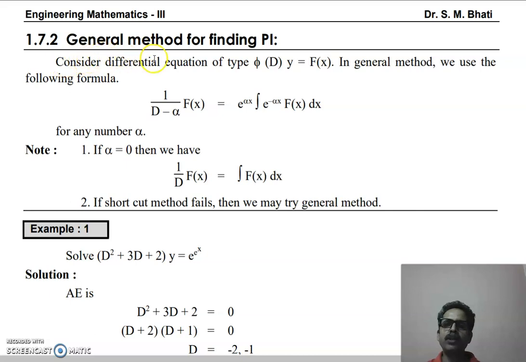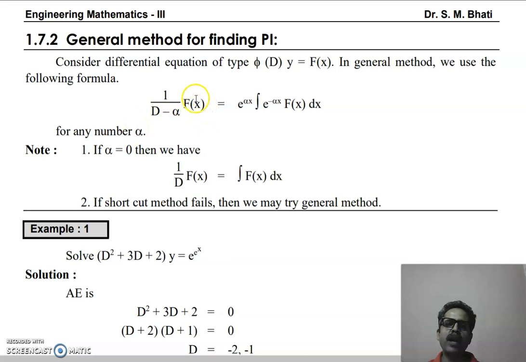Consider a differential equation of the type phi(D) y equal f of x. In the general method, we use the following formula. The operator 1 over D minus alpha acting on f of x is equal to e raised to alpha x integral of e raised to minus alpha x into f of x dx, for any number alpha.